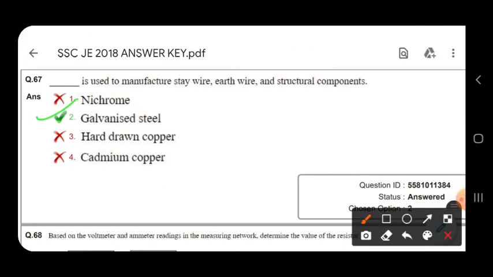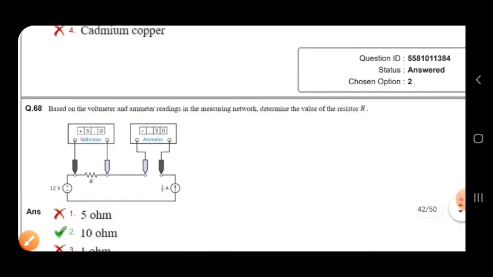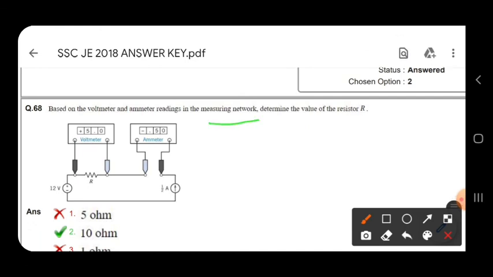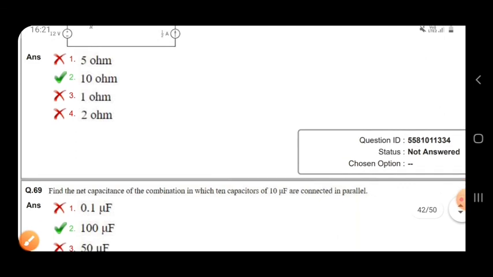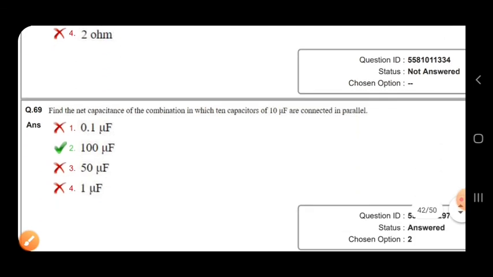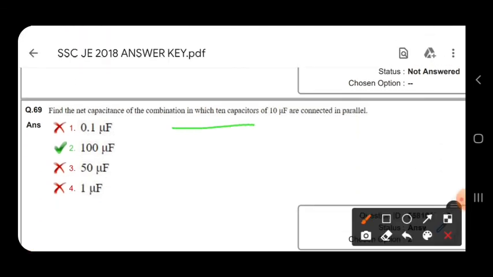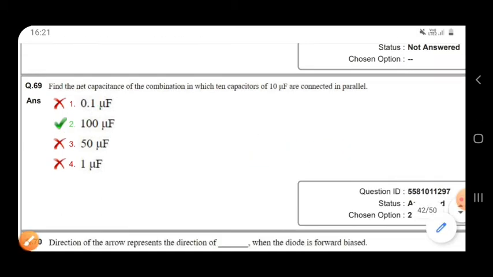This is galvanized wire. Based on the voltmeter and ammeter reading in the measuring network, determine the value of resistor R. The voltmeter value is 5 and the ammeter value is 0.5. So R equals V upon I, just 5 upon 0.5, and the answer is 10. Find the net capacitance of the combination if 10 capacitors of 10 microfarad are connected in parallel. So 10 multiplied by 10 microfarad equals 100 microfarad.